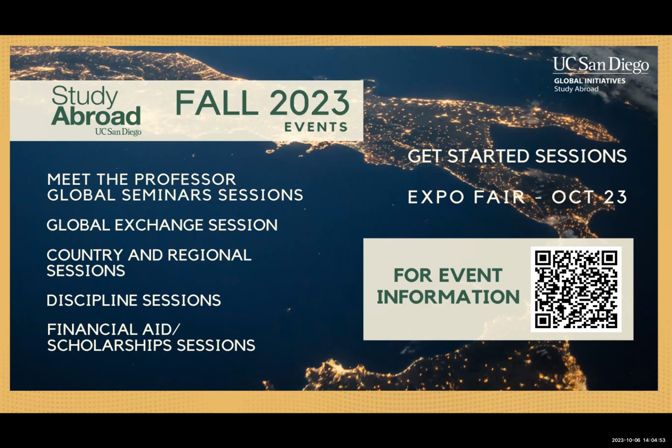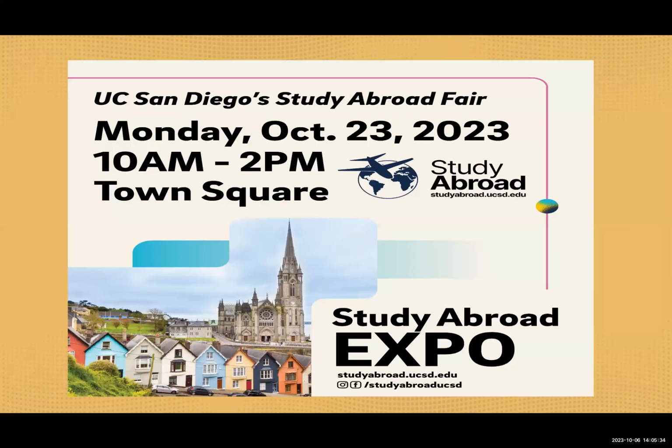We do offer academic discipline sessions, although I don't know that any of those has been scheduled yet. Eduardo has set up a number of financial aid and scholarship sessions, and I really encourage you to take a look at those. All of this information is on our Get Started page on our website, and you can find those sessions. If you can go to one of those aid and scholarship sessions with Eduardo, that will also answer a lot of your funding questions. Then we have our annual Expo Study Abroad Fair on Monday, October 23rd, in Town Square, with a number of us and program options and others there to answer questions for you, if you can join us on that day. So there's the flyer about the fair.